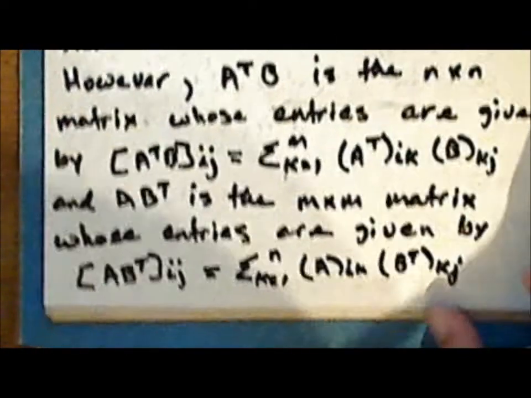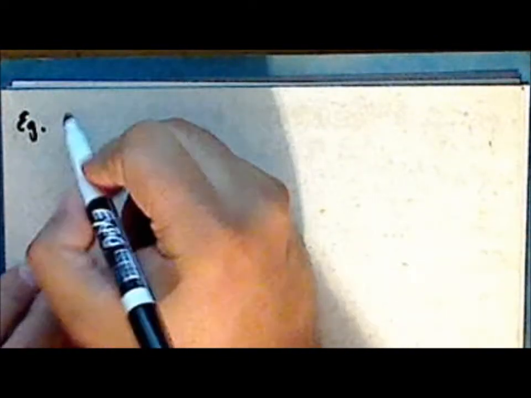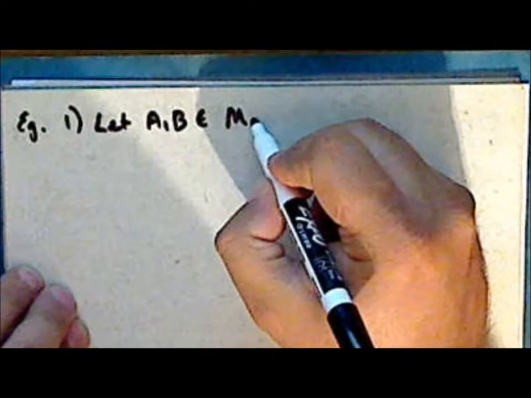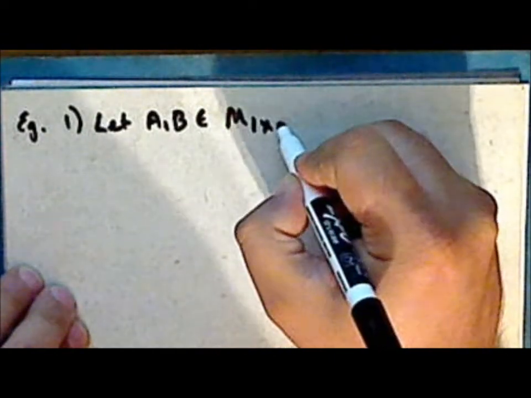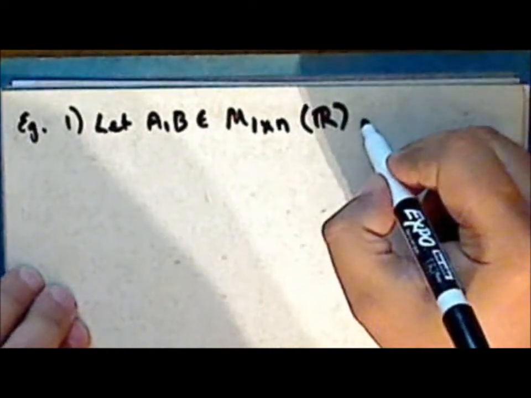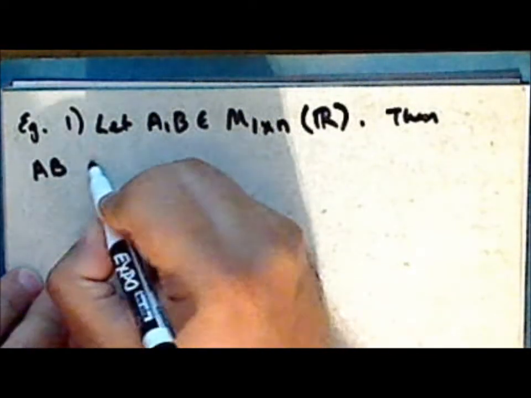All right? So now we'll look at vectors. So let A and B be 1 by n matrices with real entries. So we're looking at row vectors. Then the product AB is not defined.